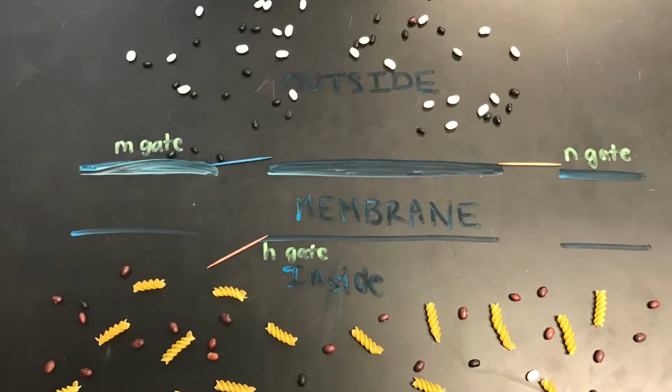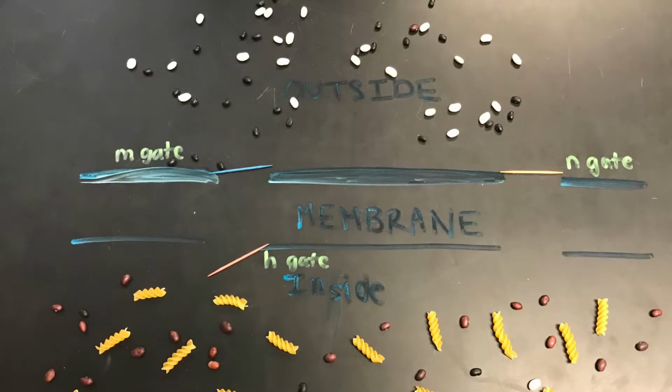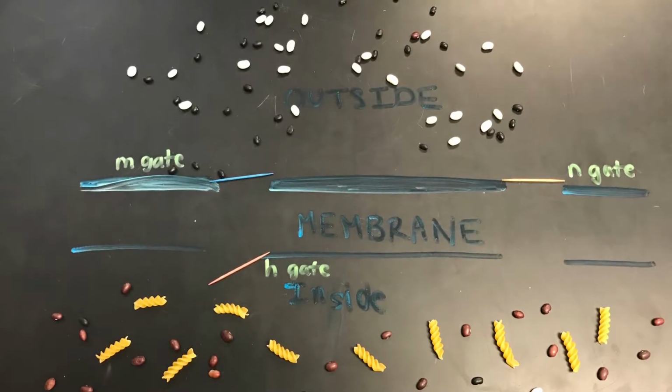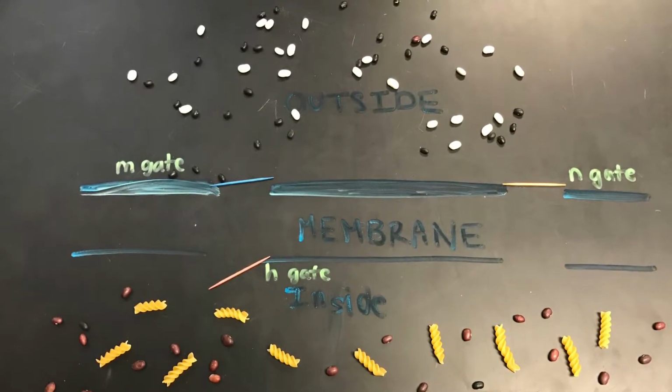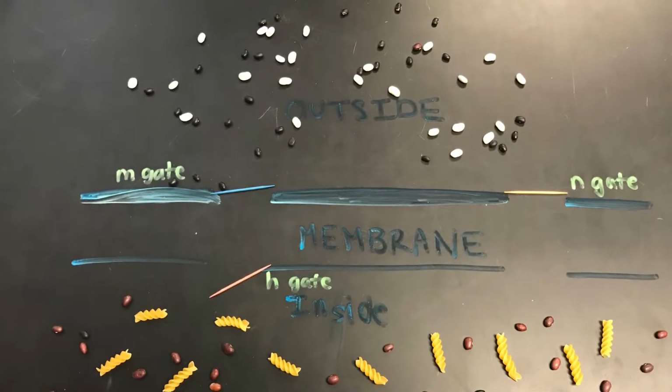The plain toothpick, or the N gate, makes up the potassium channel, which passes the red beans, or the potassium ions, between the outside and inside as well. We also have white beans and pasta spirals, which make up the chloride, which are the beans, and proteins and DNA, which is the pasta.